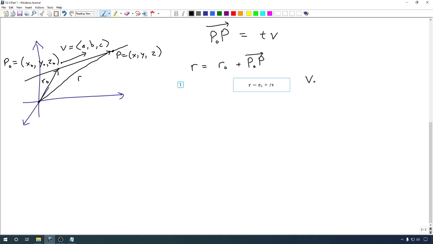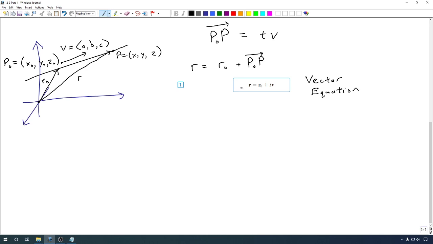And so we get what we call the vector equation of our line. So here, essentially the coordinates of a point on the line is equal to the coordinates of some point that we know that's on the line already, plus a scalar multiple of a vector along the line.